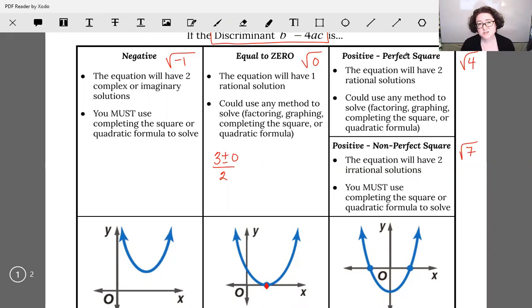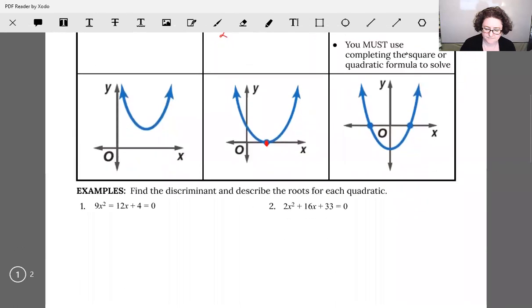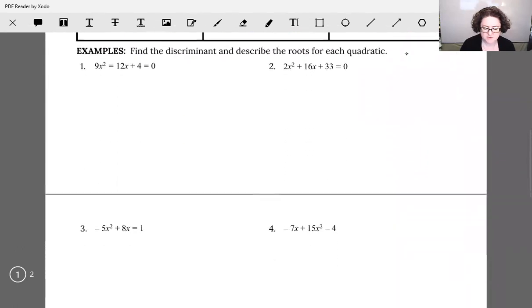When we have an irrational, again, we're kind of stuck with using either completing the square or the quadratic formula. So let's look at a few equations and use the discriminant to predict what these are going to look like. So here we go. First set of examples: find the discriminant and describe the roots for each quadratic. Again, your discriminant is just what's under the radical, aka b squared minus 4ac.